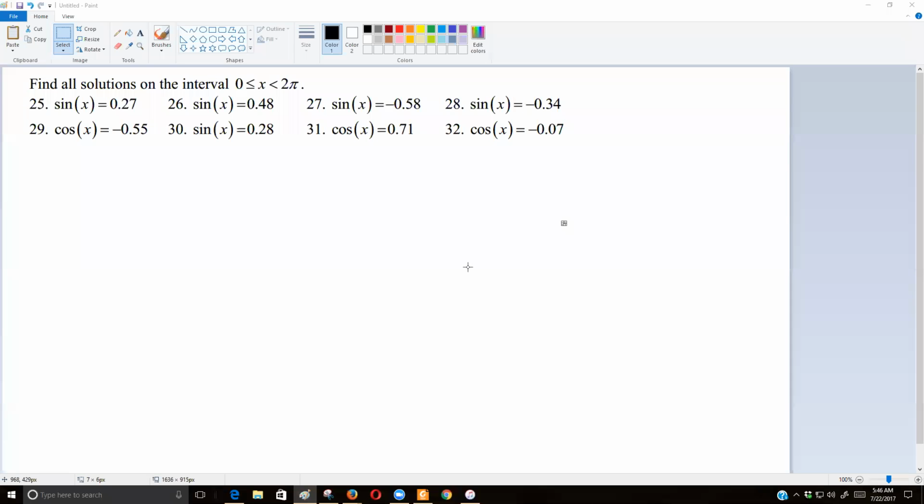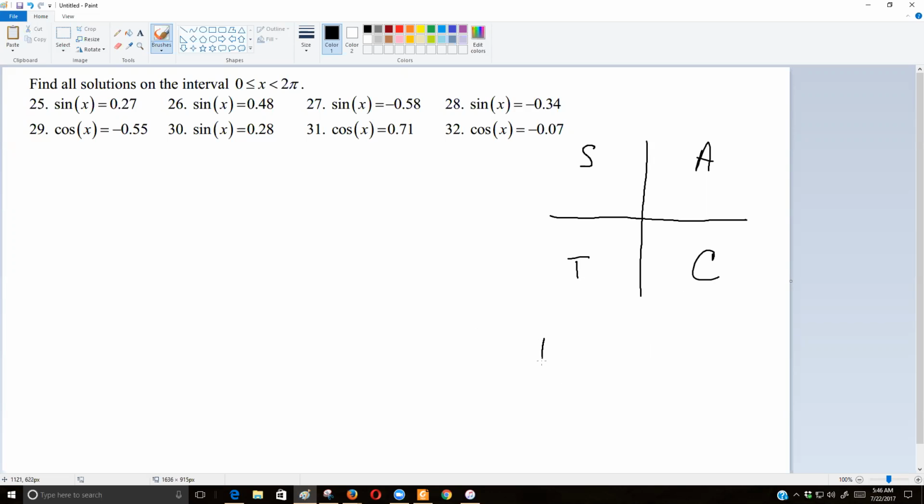So when you're solving trig equations, you got to remember two things. First, you got to remember what quadrants these trig functions are positive and negative in. Remember, all the trig functions are positive in quadrant one. Only the sine and the cosecant are positive in quadrant two. Only the tangent and cotangent are positive in quadrant three, and then only the cosine and secant are positive in quadrant four. So that's one thing to remember.